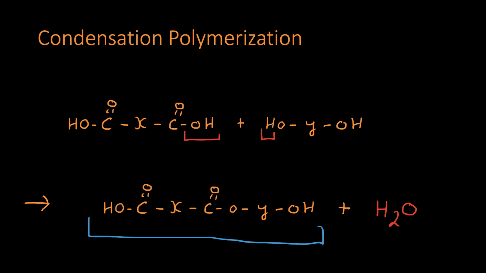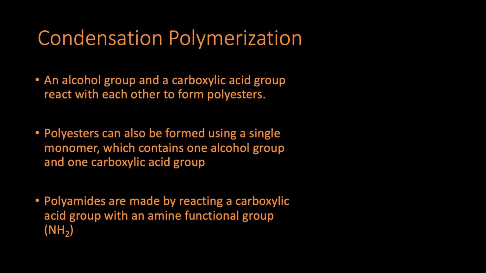But now notice, I'll just draw it in a different color. Notice that we have a carboxylic acid group on one side, which can now react with another alcohol, and an alcohol group on the other side, which can now react with another carboxylic acid, right? So this could actually go on indefinitely, hence why this is a polymerization. Okay, so condensation polymerization, right? An alcohol group and a carboxylic acid group join or react with each other to form polyesters, right? The polymer is called a polyester because it's loads of esters, right? Polyesters can be formed using a single monomer as well, right?